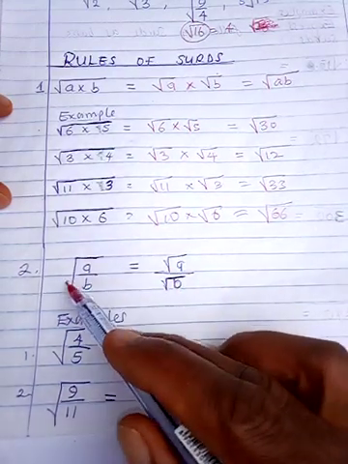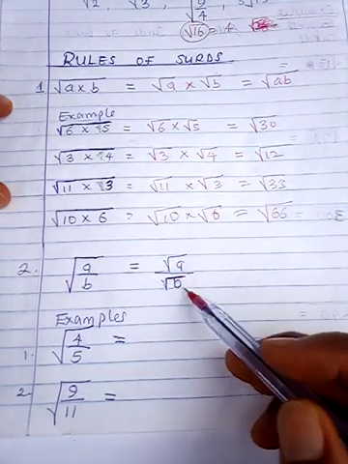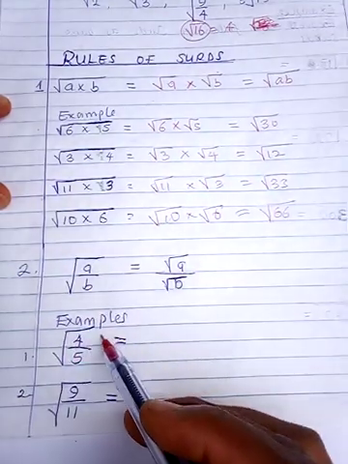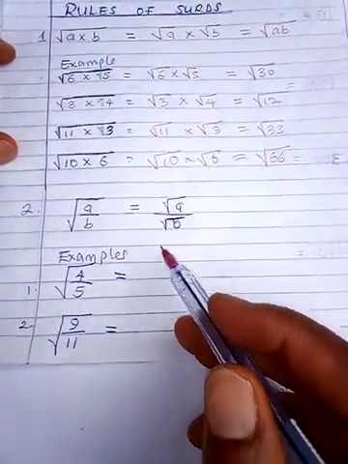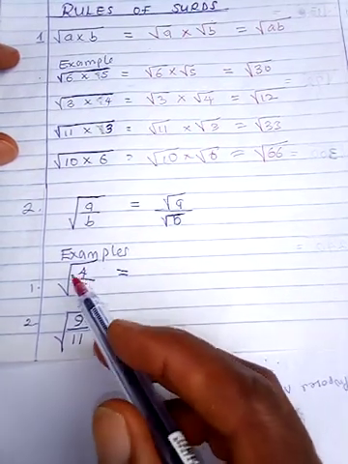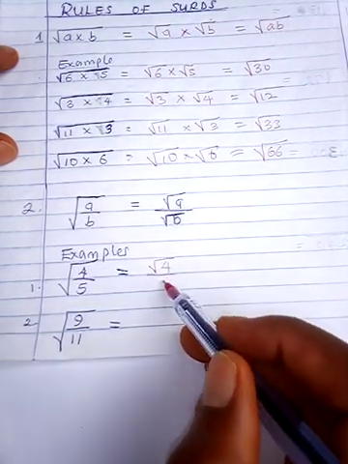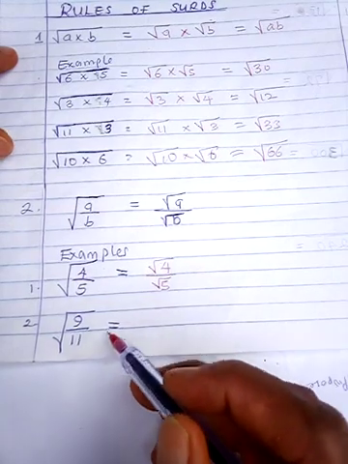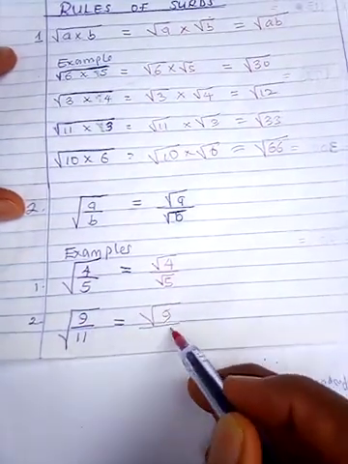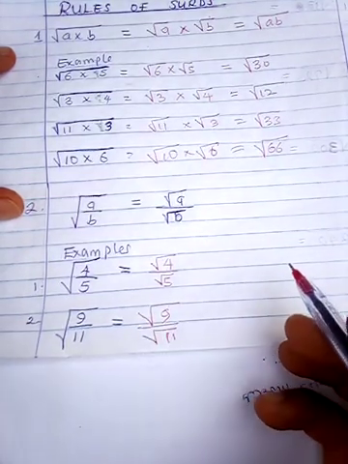Now we have a single root over a fractional number, but that can be separated into separate roots, as you can see here. So this is one of the rules of surds, and if we apply that to this example, we have the root of 4 over 5, which is going to give us root 4 over root 5. And here we can also have root 9 over root 11. So these are basically the rules of surds that we are dealing with.